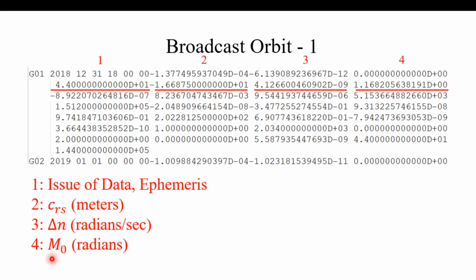So M0, as you can recall, M is denoted as the mean anomaly at a certain time. The certain time is here, as you see. It is 31 December of 2018 at 18 o'clock. So the M0 value is included here. So this is the mean anomaly.